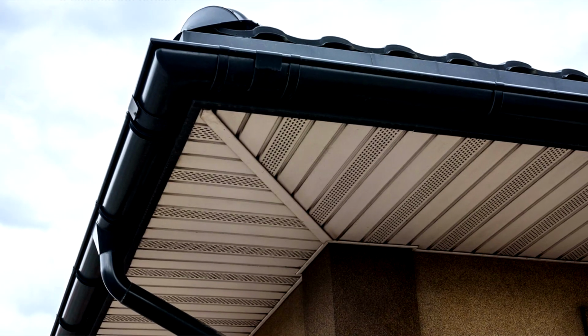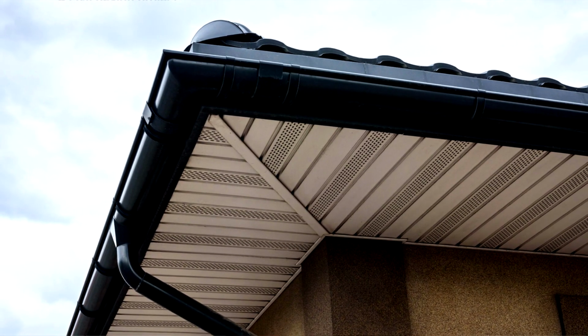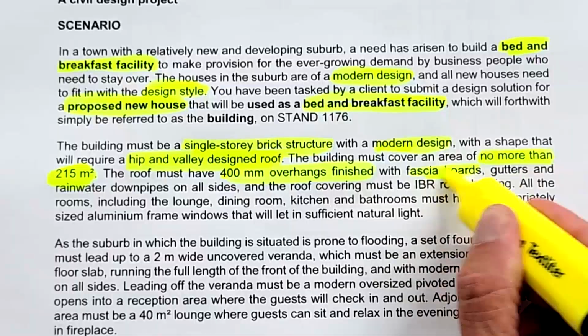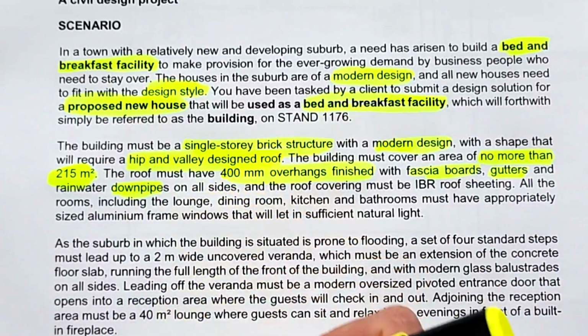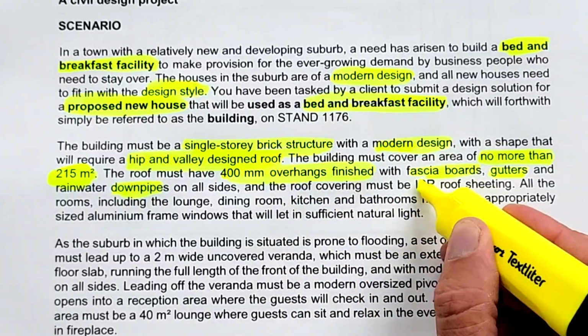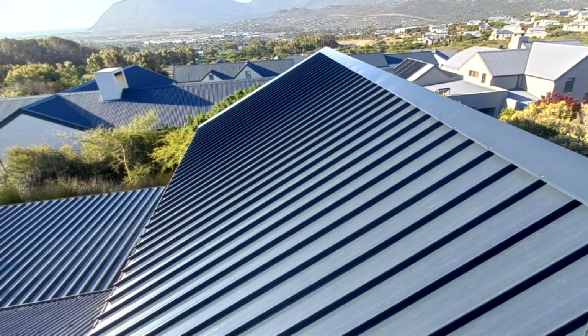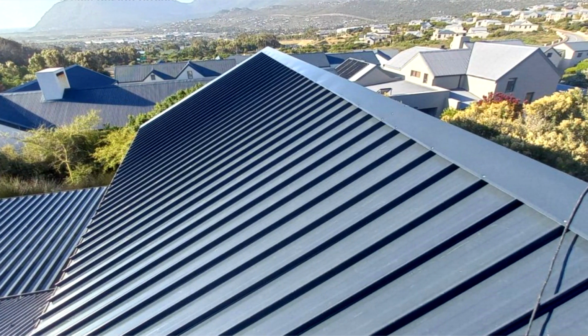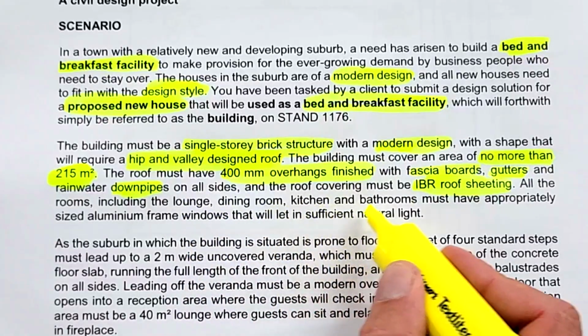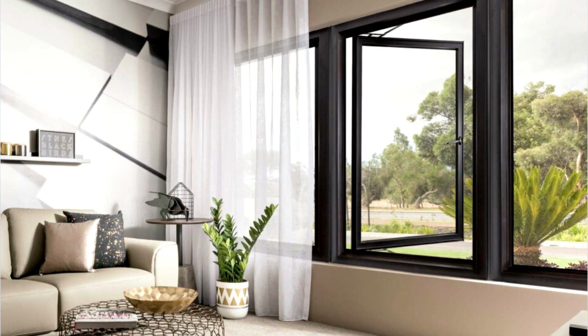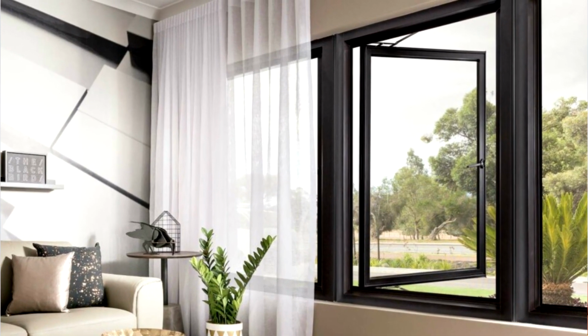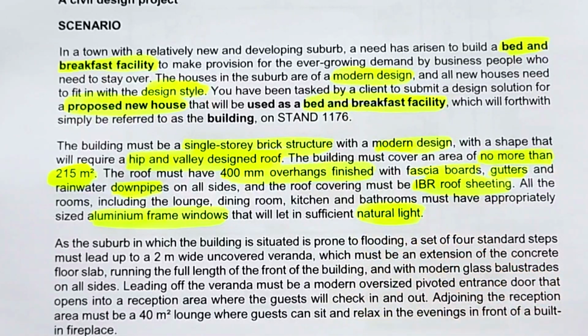The roof must have 400 millimeter overhangs all around the building with fascia boards, gutters, and downpipes on all sides of this building. And then the roof covering must be IBR roof sheeting. So no tile roofs, just IBR roof sheeting. All the rooms, including the lounge, dining room, kitchen, and bathrooms, must have appropriately sized aluminium frame windows. And they emphasize here the fact that natural light is important.